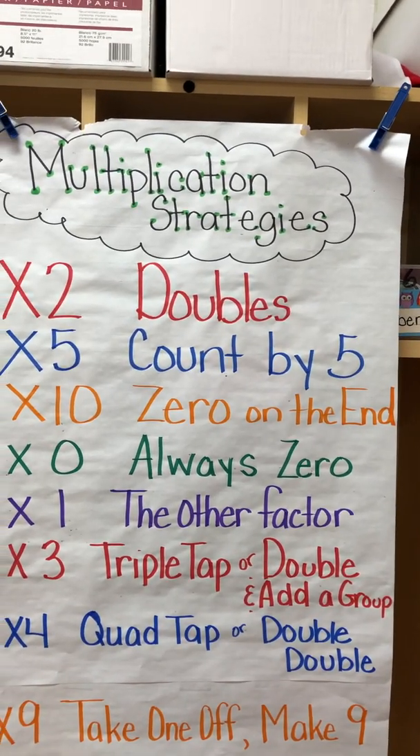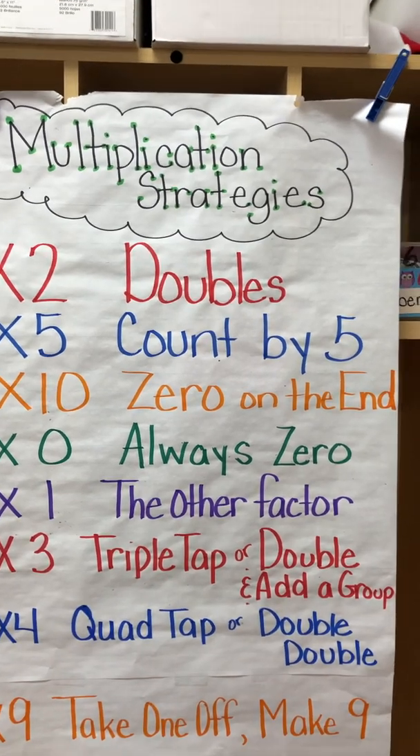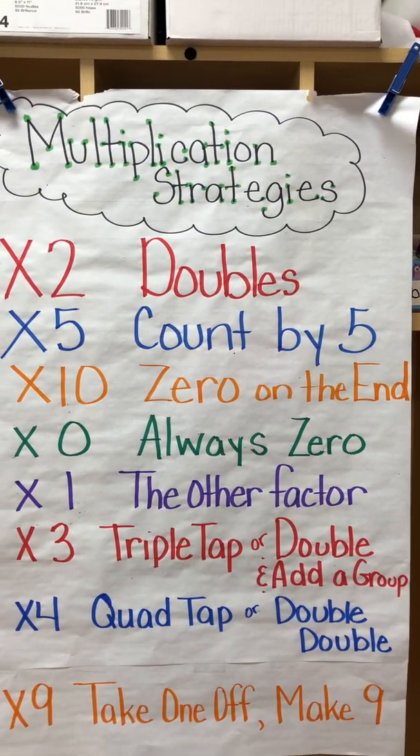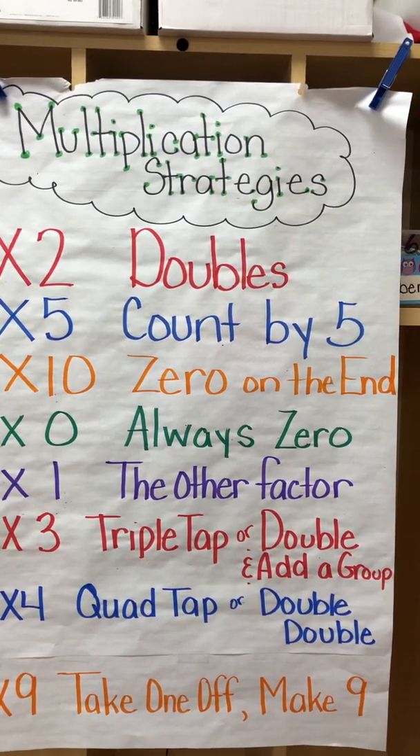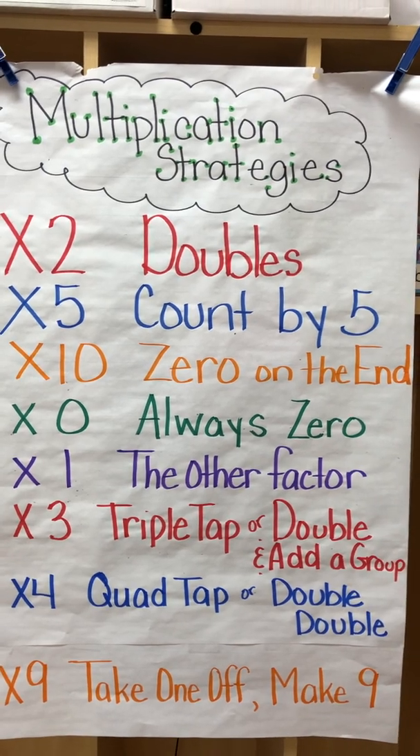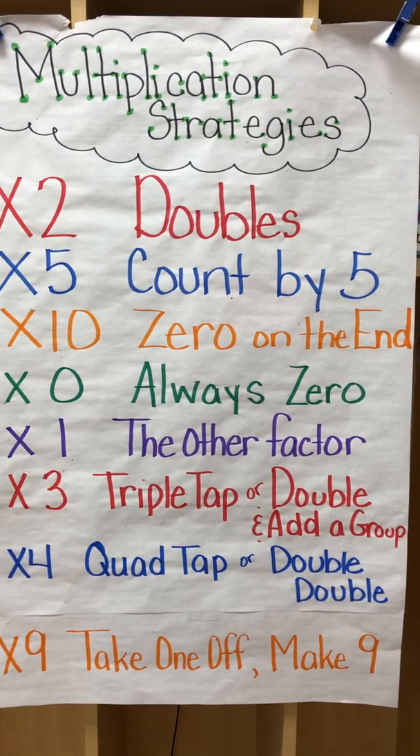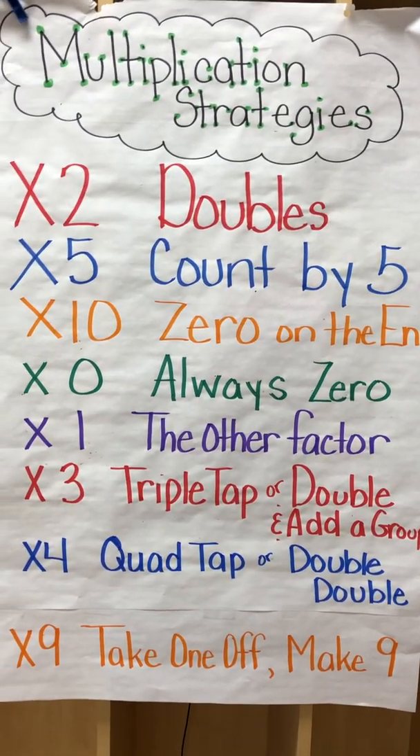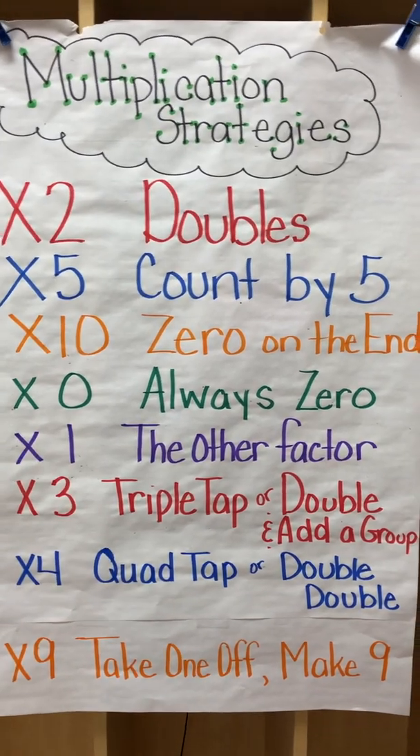We also learned the times 10. And it was a really easy one that the boys and girls liked. We learned that when you multiply by 10, put a 0 on the end. So if you had 8 times 10, you would simply take the factor 8 and put a 0 on the end of that. We also looked at our times 0 facts and our times 1 facts and got an understanding of why when you multiply by 0, everything is 0, and why when you multiply by 1, the answer is always the other factor.